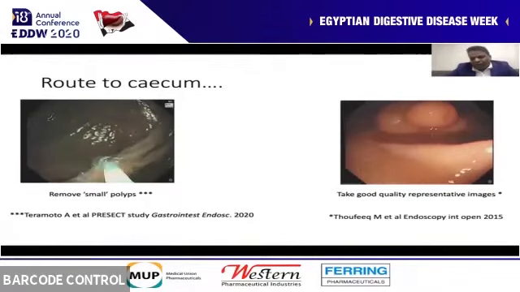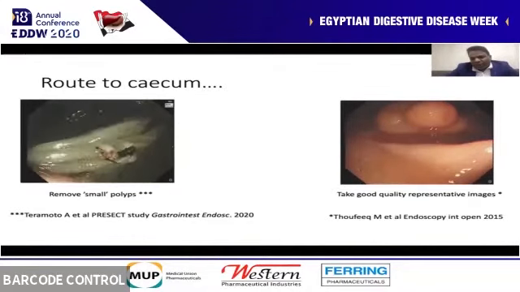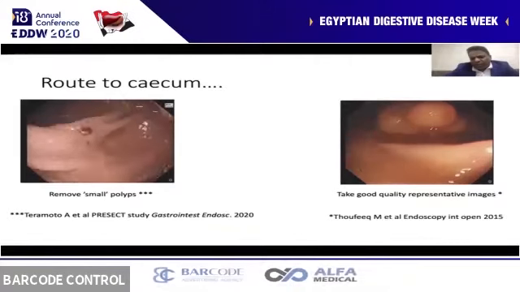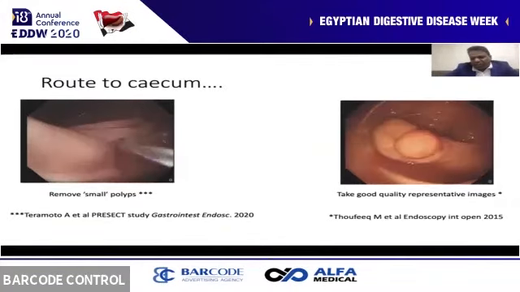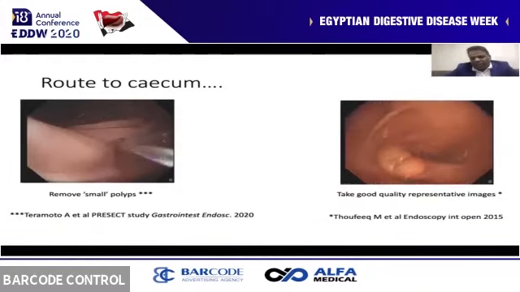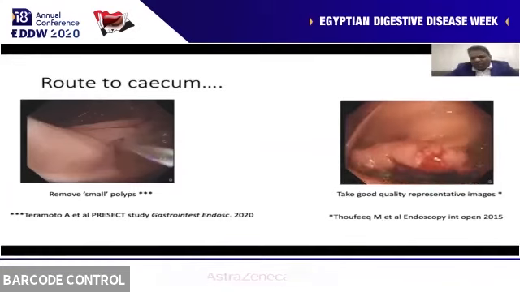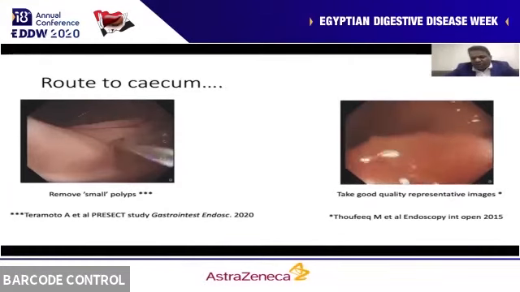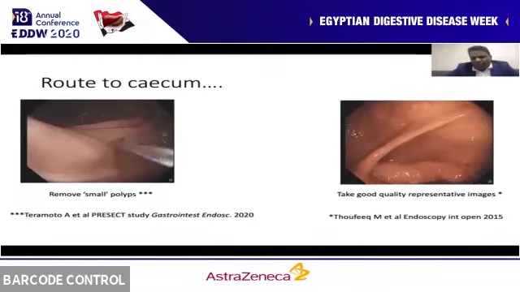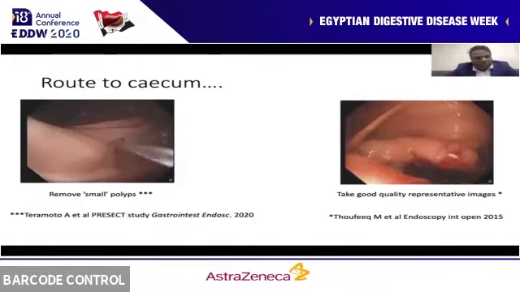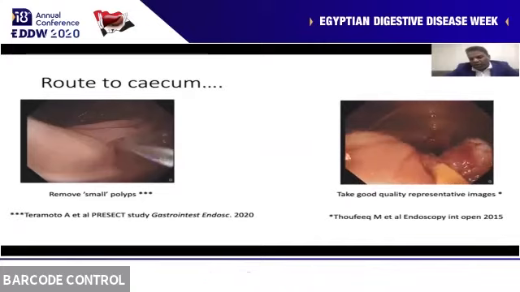If you look at the video on the right, you can clearly see a picture of the ileocecal valve, but we also know that examination of the ileocecal valve is not a complete examination. By introducing the scope well into the cecum, by doing a deep cecal intubation, you actually improve the outcomes. As in this case, we found cancer, so it's important to take good quality representative images.